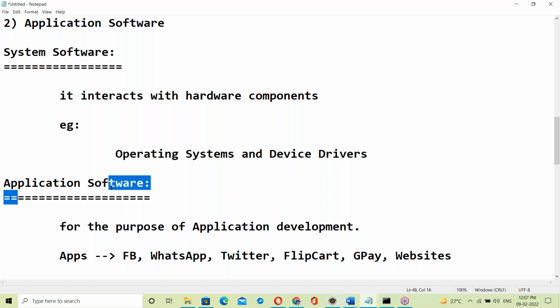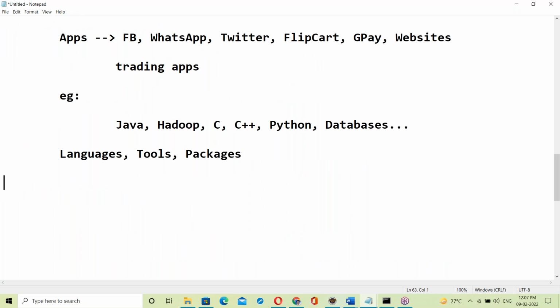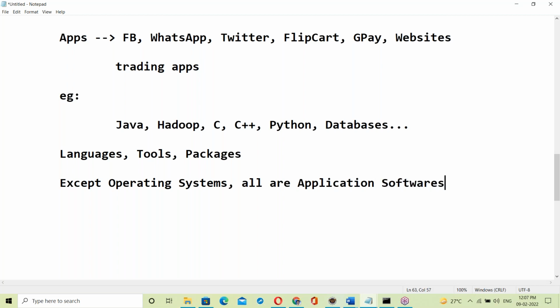A software which is not interacting with the hardware is application software. Only operating systems can interact with the hardware components. So except operating systems, all are application software. That's simple. Except OS, all are application software.